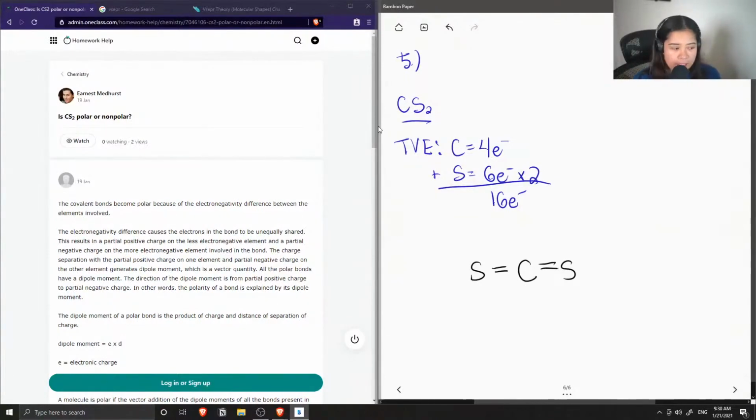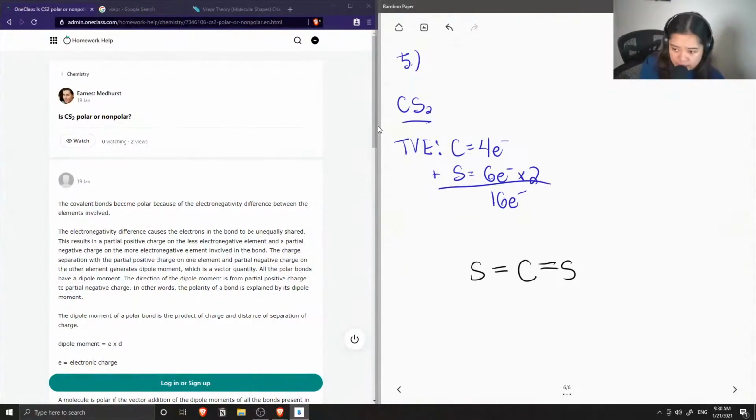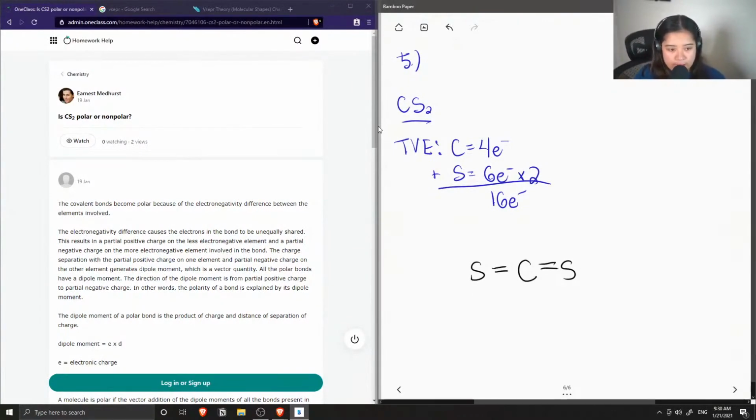And if we look at how many electrons I've drawn so far, each bond contains 2 bonding electrons. So we have 8, and I need 16 in total, so for the remaining 8, I'm just going to place them on my sulfur atoms. Okay, so now we're left with the following Lewis structure.